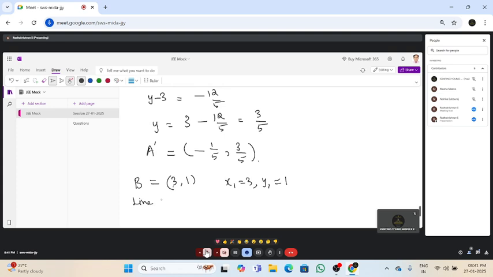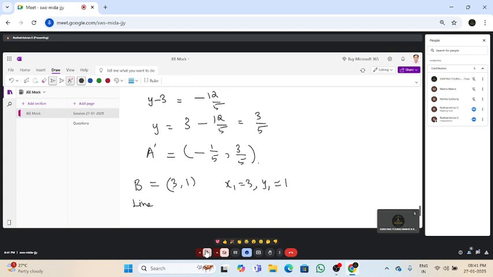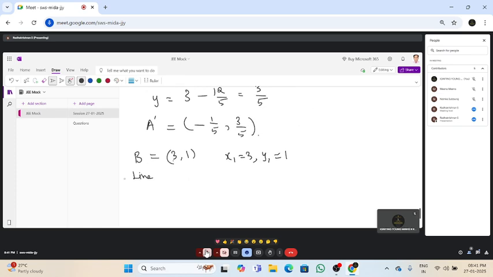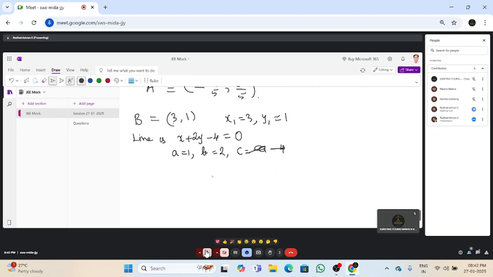Line is x plus 2y minus 4. That means A equal to 1, B equal to 2, C equal to minus 4. So we have x1, y1, a, b and c.